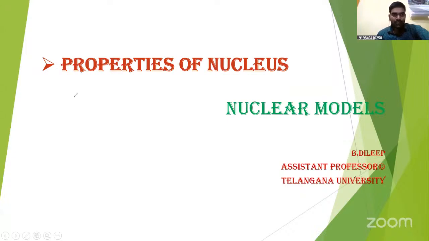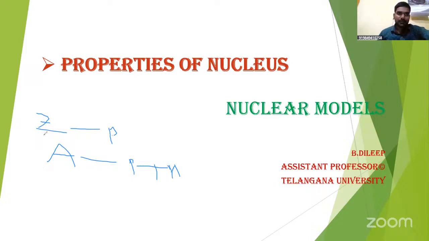So here, Z is nothing but the number of protons. The proton number is given by Z. And A is the mass number, that is given by protons plus neutrons. So protons plus neutrons we call the mass number and Z is the atomic number. These two, proton and neutrons, combinedly we will call a nucleon.